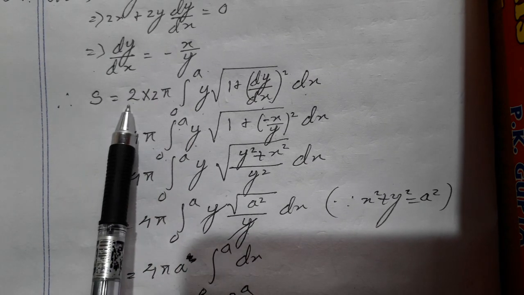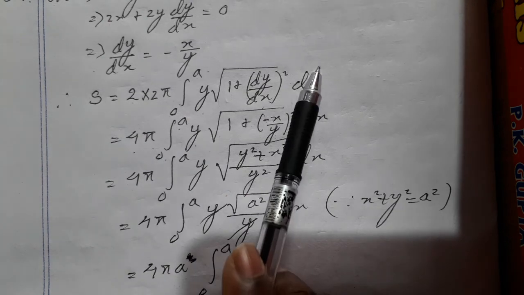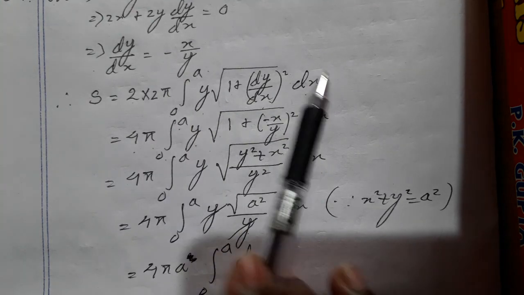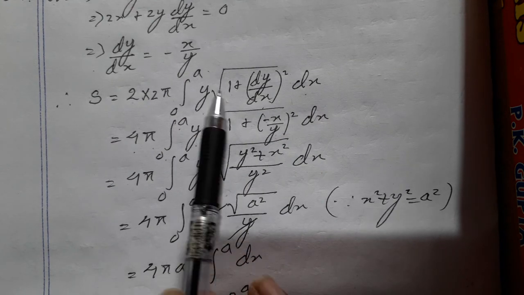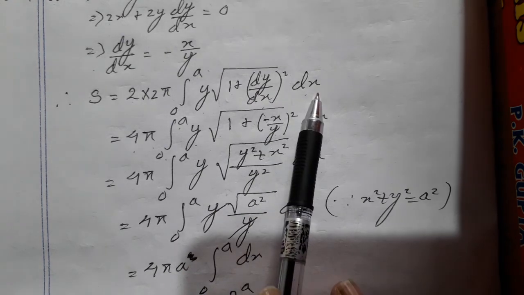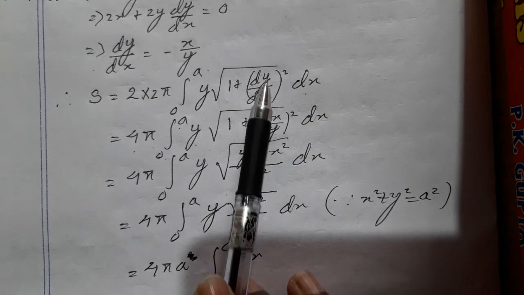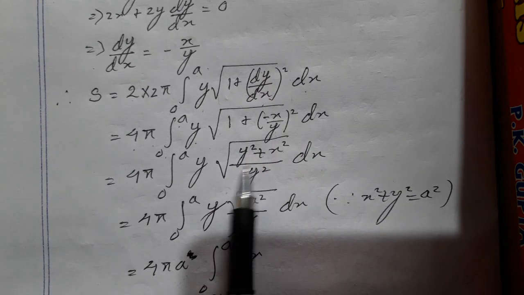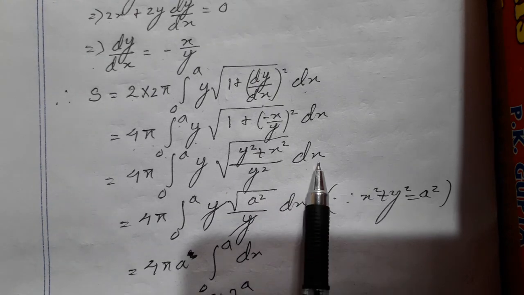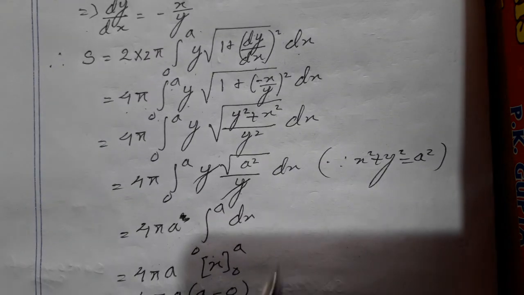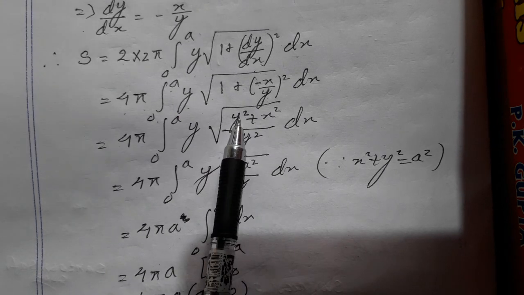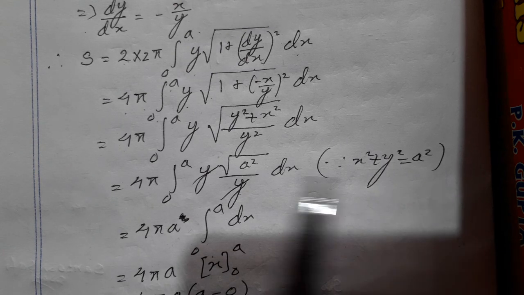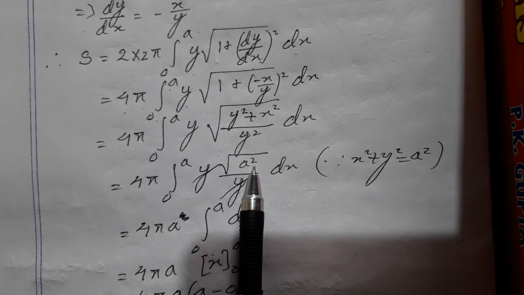So s equal to 2 into the formula for surface area rotating about the x-axis. So this is the formula: 2 pi integral 0 to a y square root of 1 plus (dy by dx)^2 dx. Now we put the value of dy by dx, minus x by y, whole square. If you square this, we get y square plus x square over y square, and the y square can cancel. So x square plus y square, we know from the equation of the circle, is a square. So we put a square here, and the square root of a square is a.